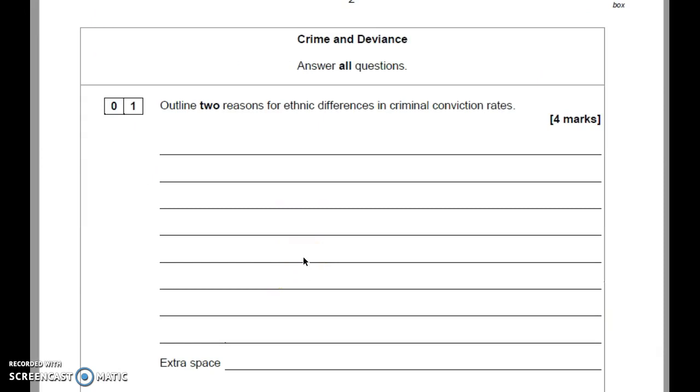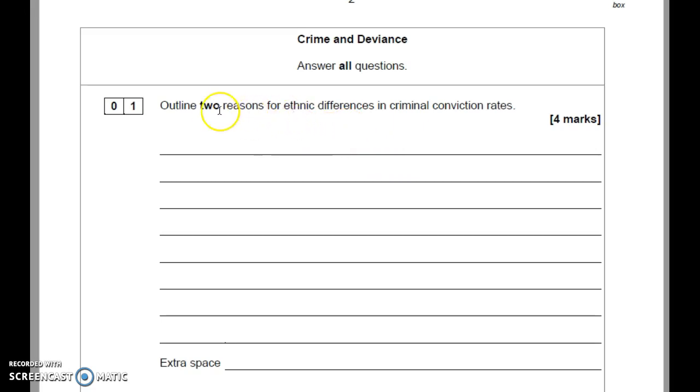Very similar to paper 1. It's asking you to outline 2 things. So some of the trigger words or some of the hooks in the question that you've got to look for was 2 reasons, ethnic differences and conviction rates. Okay, so for this question, really popular. The majority of students did pretty well on this question.